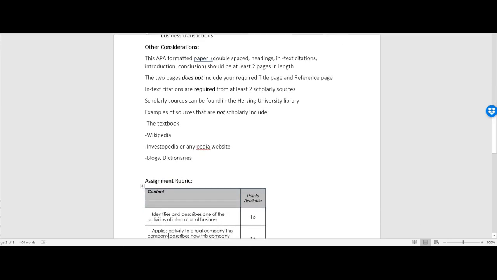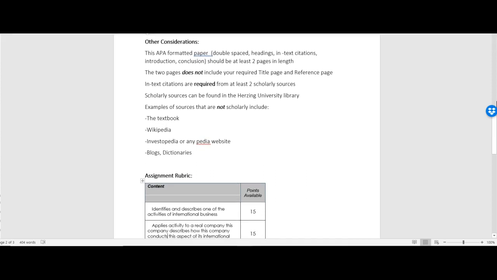So as I'm wrapping up this brief video, I just want to share a few things. The paper is APA formatted. That means it should be double spaced. You should have your APA formatted headings, in-text citations from your scholarly resources, an introduction as well as a conclusion, and the paper should be at least 2 pages in length. 2 pages do not include your title and reference page. Those are never included when we look at the pages.